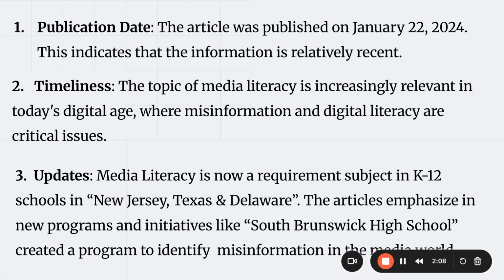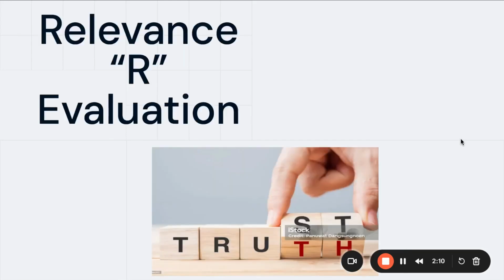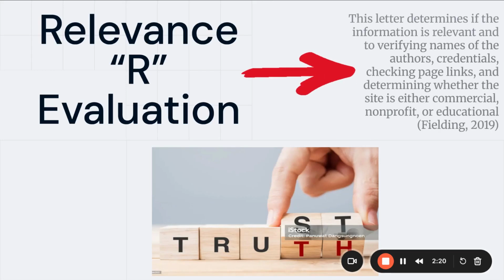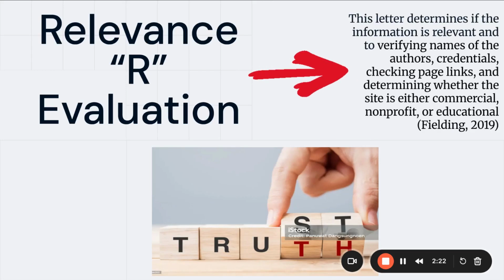So moving on to the next letter. Moving on to the letter R in CRAAP, this one talks about relevance and how we should evaluate it. This letter determines if the information is relevant and also verifies the names of the authors, credentials, page links, and whether the site is commercial, nonprofit, educational, and many other factors. Like you see in my picture over here, is it truthful? Can we trust the information here?